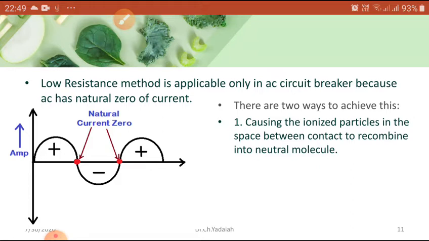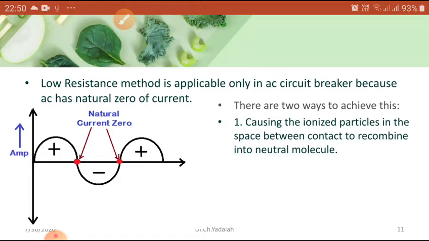The ionized particles are nothing but electrons and ions. If these ions and electrons persist in the medium through which our short circuit current is trying to flow, the arc is continuous. The short circuit current tries to flow through our arc. An arc is nothing but a flexible medium, that is, ionized gas. In the first case, if the electrons and ions are recombined into neutral molecules by some external method, then automatically there is no medium for the flow of short circuit current.